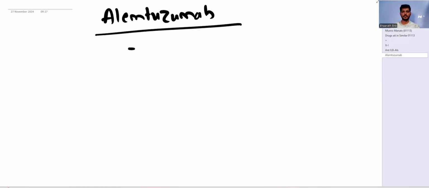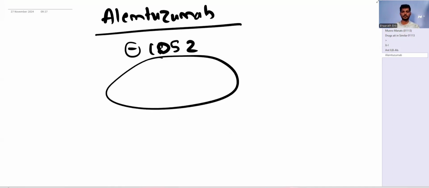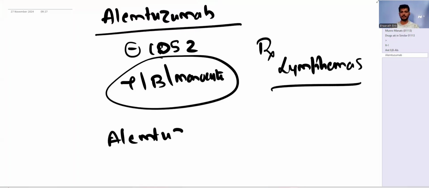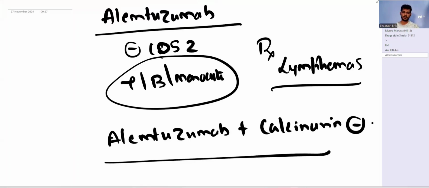And then there was a drug called alemtuzumab. Now this alemtuzumab inhibits CD52, which is expressed on mature T cells, B cells, and even on monocytes. So that is why it was initially used in the treatment of lymphomas. Now, studies show that this alemtuzumab can be combined with the calcineurin inhibitor. So these are all the induction agents that are available.